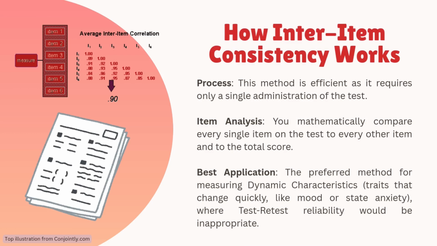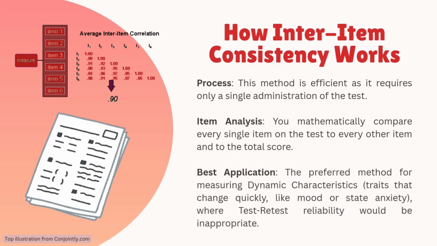We will discuss these alphas and Kuder-Richardson 20s later on in the next part. But basically, inter-item consistency is the go-to method for measures of dynamic characteristics. So this is the opposite of stable traits that we talked about earlier. These are less stable and can change quickly. So this includes mood, state anxiety, and current job satisfaction.